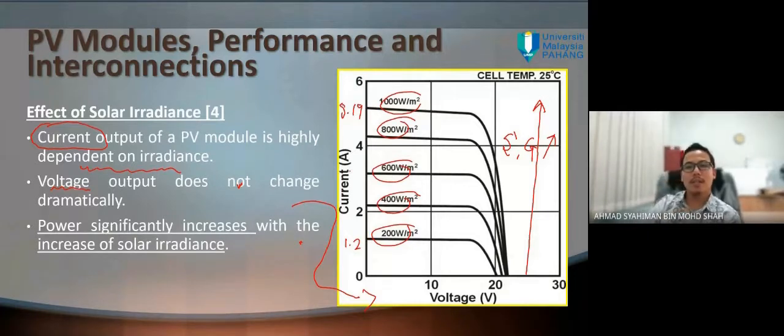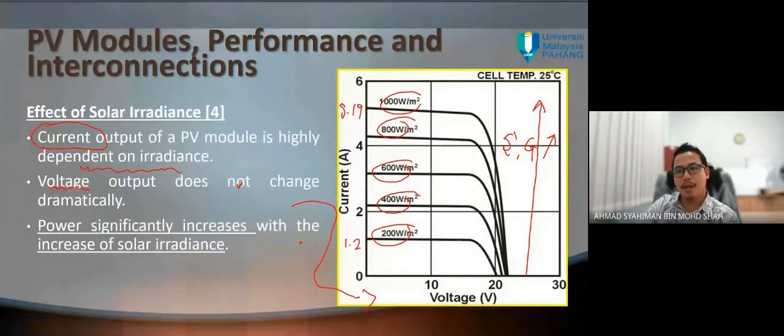So it means the irradiance changes, the irradiance increases, and the output current also increases drastically. Okay, drastically. From 1.2 it jumps to 5. So which is very significant. How many percent is that? Maybe 400%, right? 400% or more than that.